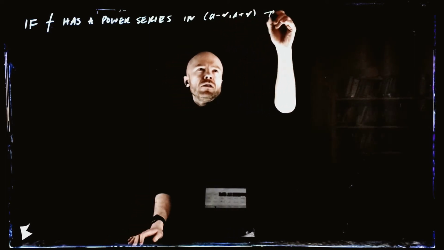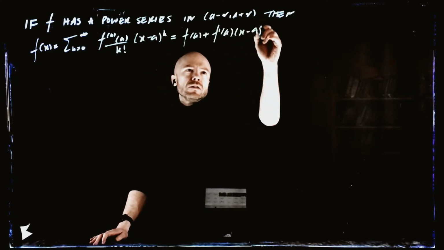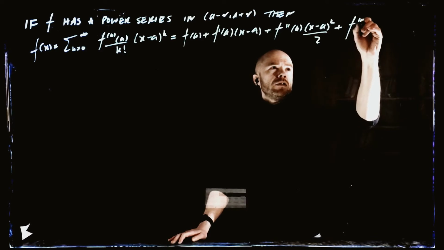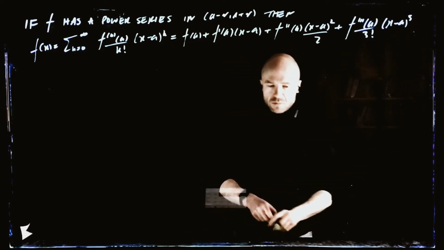Let's look at what we established. If f has a power series in the interval a minus r, a plus r, then we have that f of x is equal to the sum from k equals 0 to infinity of f to the k at a over k factorial times x minus a to the k. The first terms are f of a plus f prime of a times x minus a plus f double prime of a times x minus a squared over 2, plus the third derivative at a over 3 factorial times x minus a to the 3, and so on. Okay, so let's draw a picture.